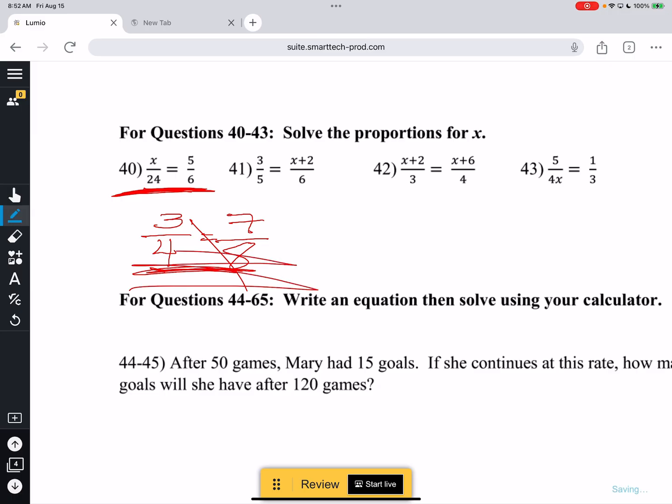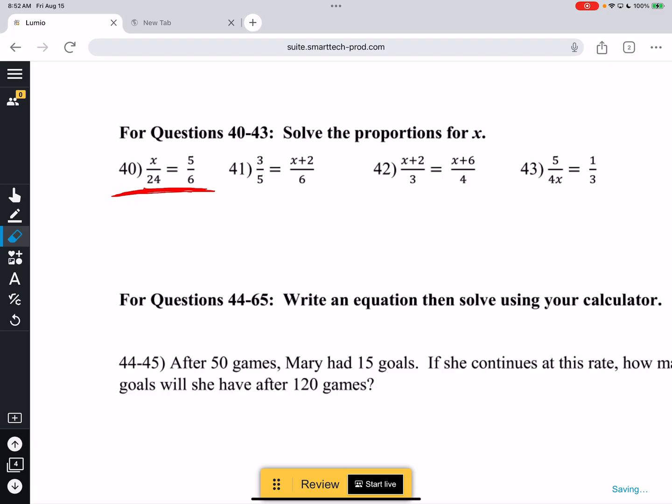All right. So what would our answer be for 40? We know we said 6 times 4. X equals 20. Excellent. How did we get that? To get from 6 to 24 is times 4. And then whatever you do to one part of a fraction, you have to do to the other.